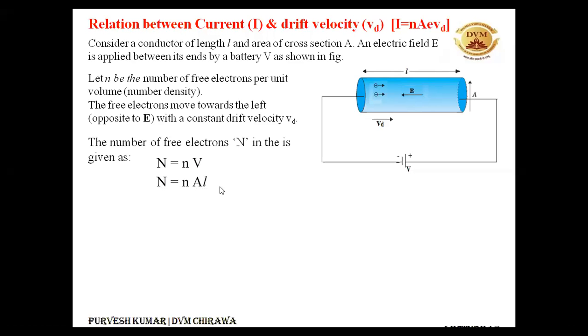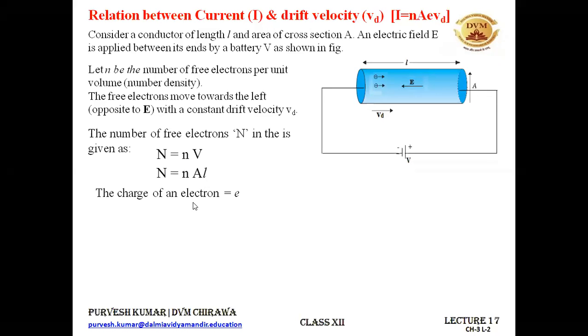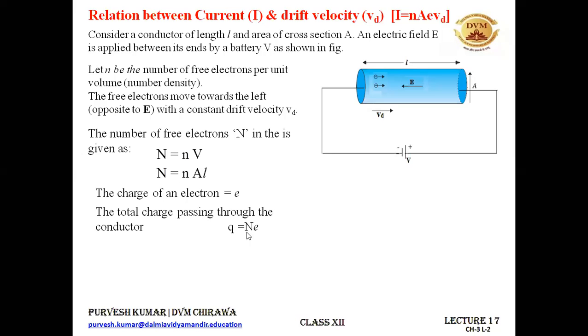All right. The charge on one electron is small e. We know this. So what will be the charge on capital N number of electrons? That is capital N multiplied by e. So the total charge passing through the conductor because of the flow of capital N electrons can be given as Q is equal to N into e. e is the charge on one electron.